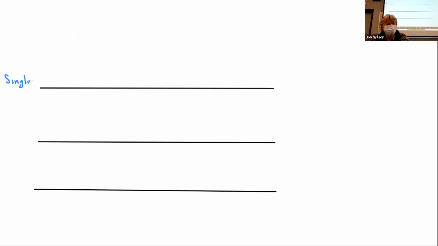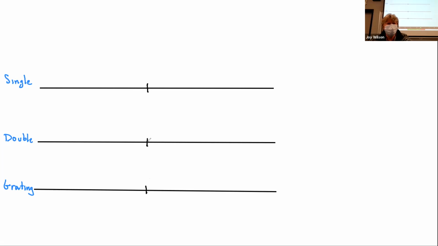Single, double, grating. A grating like a grate in the ground that has the slots where water can go into. This is multiple slits. So a single slit, let me draw these. Single.